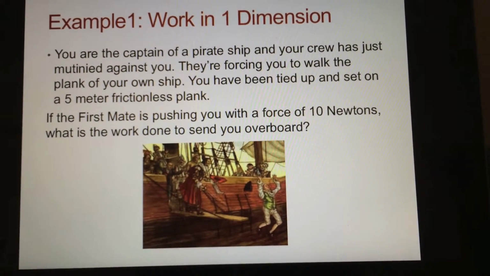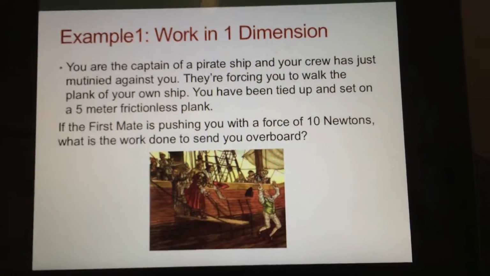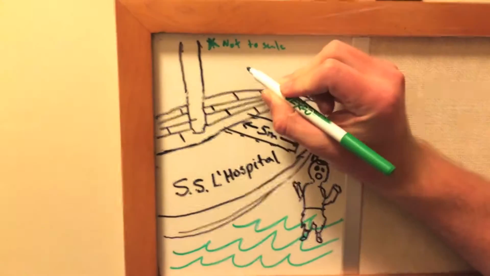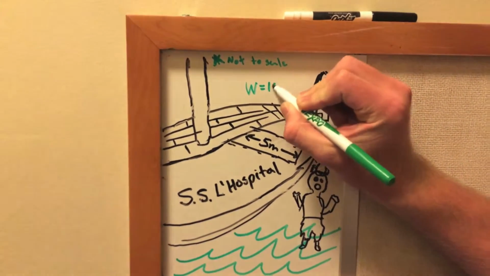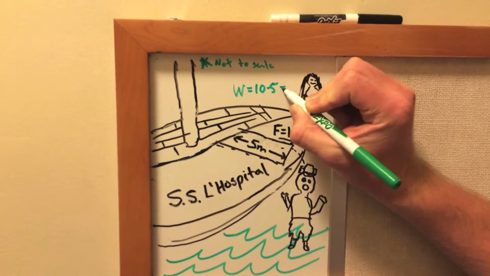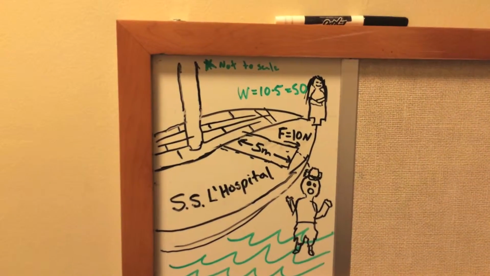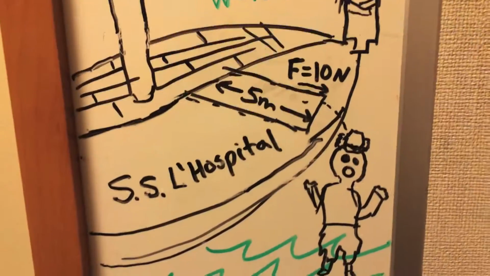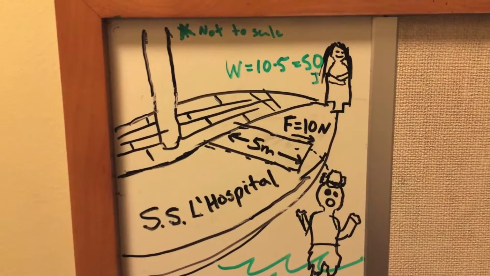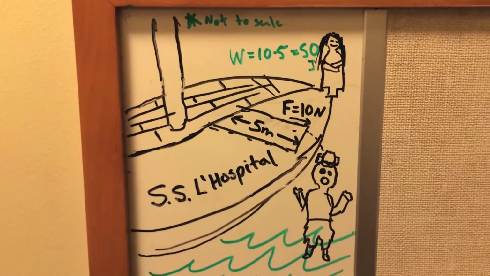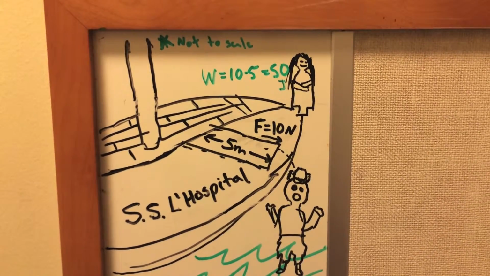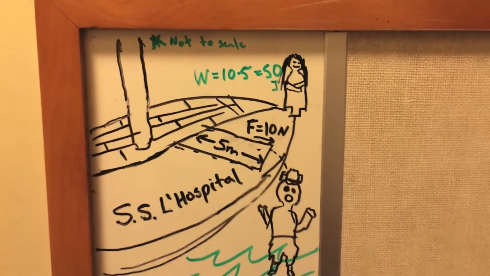So in this problem, we're going to have a force of 10 newtons and a distance of 5 meters. And so then we can calculate simply the work is 10 times 5, 10 newtons times 5 meters, which equals 50 newton meters or 50 joules. So that's work in one dimension. For our purposes, we're now going to show you how to calculate work in more than one dimension.